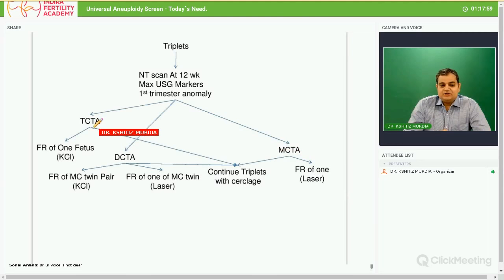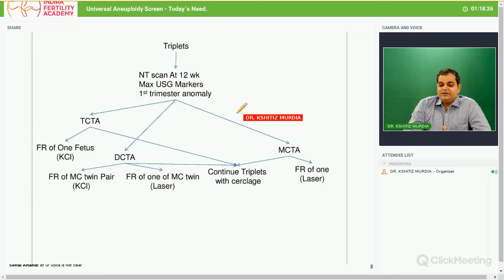If it is a TCTA, the options left are either you can do a fetal reduction with the KCL, or you can continue the triplet with the ether. For DCTA, there are three options left. Either you counsel them for the reduction of the twin pair with the KCL, or reduction of one of the monochorionic twin by the laser, interstitial lasers, or you can continue the triplet with the answer class. Among them, the preferred one is by reducing the twin pair.